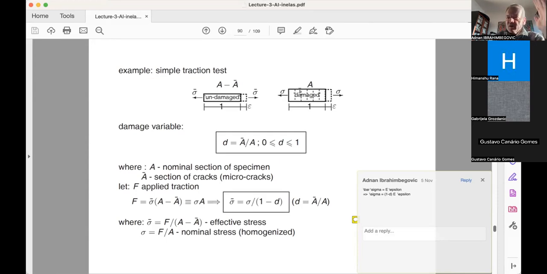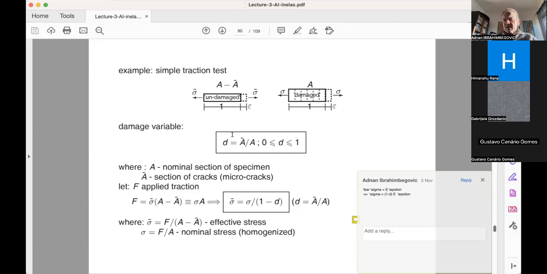So you stop the test before you completely break the specimen, and you observe, and you can then, by some kind of, again, intellectual process, gather all the cracks and put them in the cross-section called A bar. And then the area which is not damaged is A, the nominal cross-section, minus this section of the cracks, A bar. Now the stress which is acting on this non-damaged area, because all the others are zero, they have no more ability to carry the stress. This is now called effective stress.